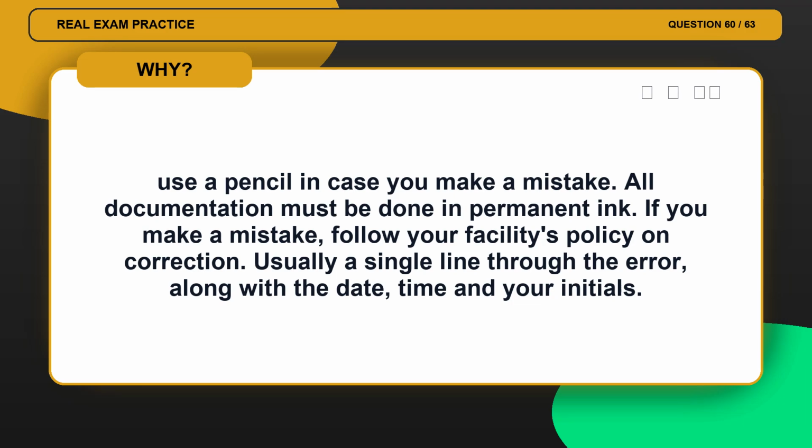Use a pencil in case you make a mistake. All documentation must be done in permanent ink. If you make a mistake, follow your facility's policy on correction. Usually a single line through the error, along with the date, time, and your initials.